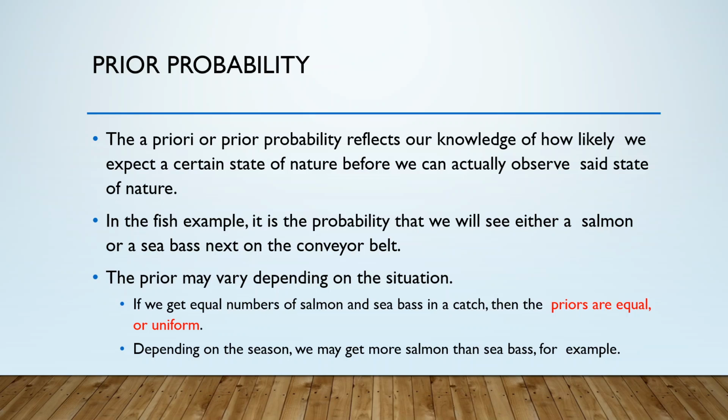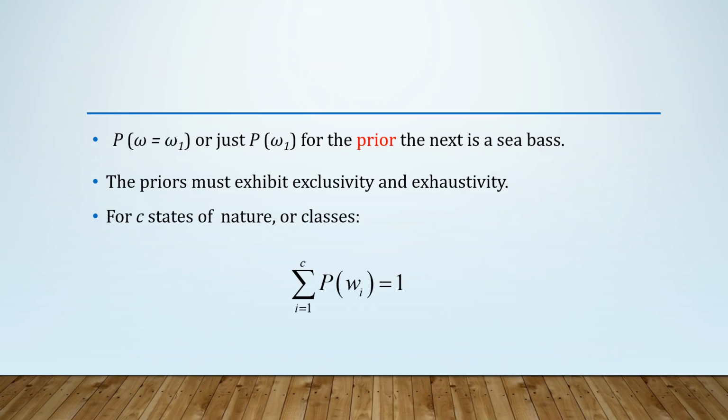The priors may vary depending on the situation. If we get equal numbers of salmon and sea bass in a catch, then the priors are equal or uniform. That is, the number of fish for each class is the same, so the priors will be equal. Depending on the season, we may get more salmon than sea bass, for example. Then the priors will be different. Here, how do we represent the prior? That is the probability of W equal to W1, or simply the probability of W1, for the prior of the sea bass.